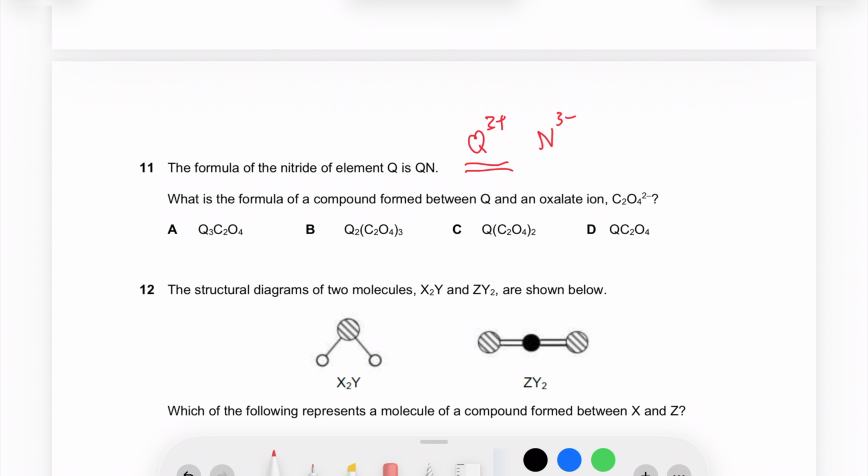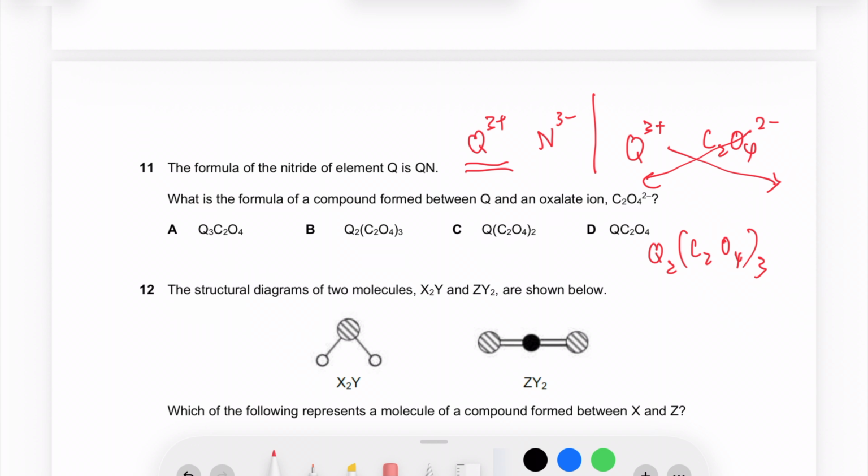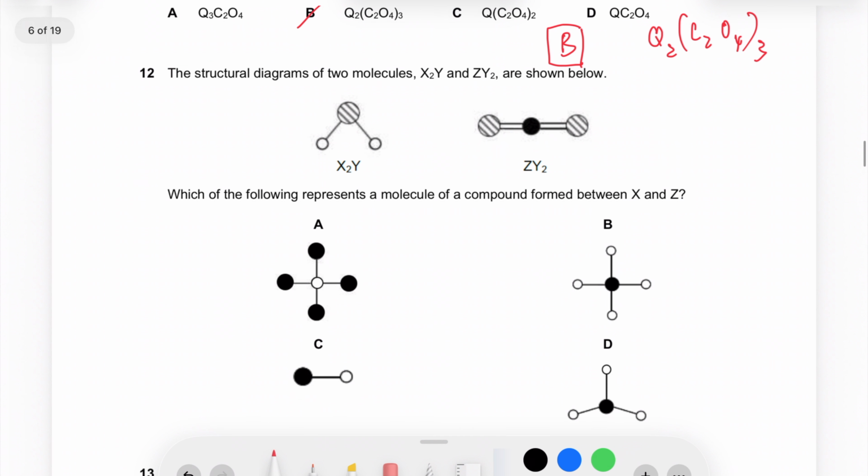So let me see which is the formula for this one. So now we use the new anion. Q is still 3 plus, but this will be C2O4 2 minus. So if you do your crossing, you get Q2, just cross the number down, the plus and minus do not touch it. Then it will be C2O4, whole thing in bracket, 3, because the 3 brings down. So answer will be B. Okay, so answer is B. Yep, that's all for question 11.